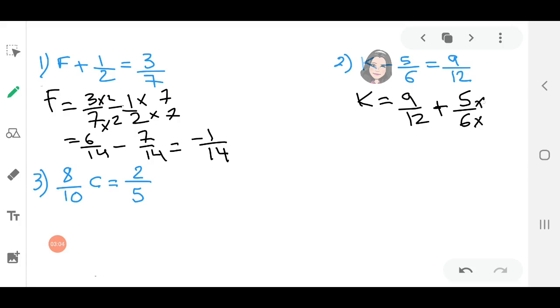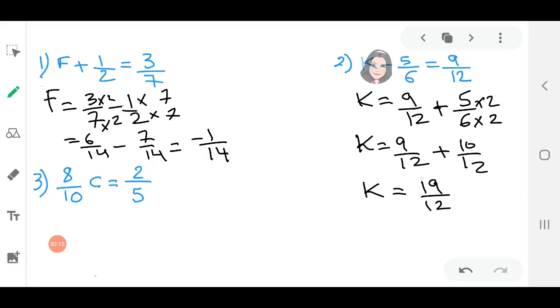So I'm going to multiply this by 2. So k is going to be equal to 9 out of 12 plus a 10 out of 12. Then k is equal to 19 out of 12. Since this is an improper fraction, I divide the 19 by 12. This is going to be 1 and 7 out of 12.